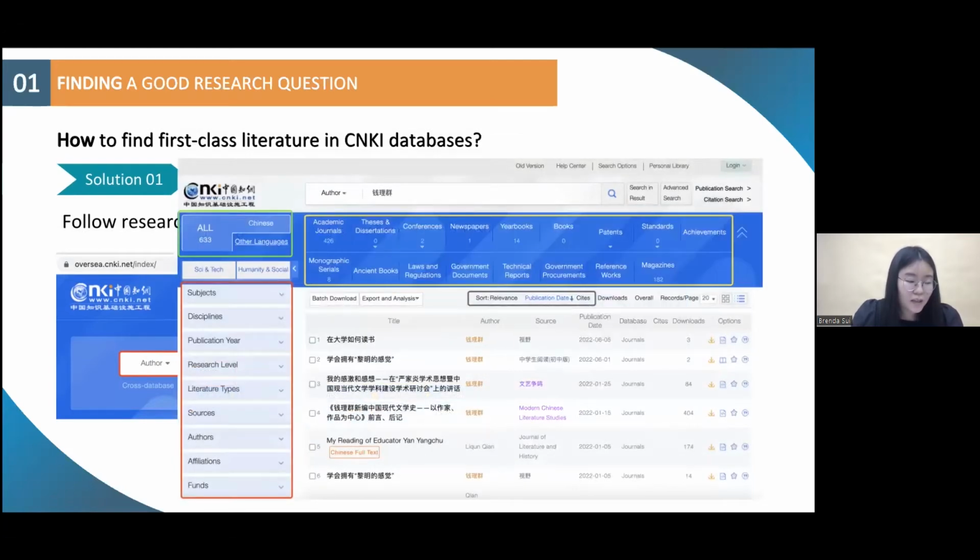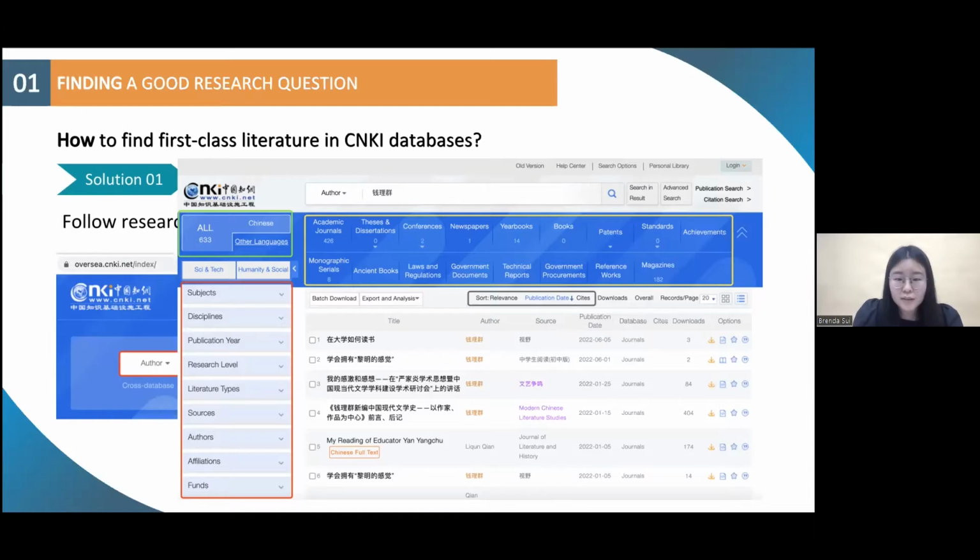Well, on this page, we can see that these articles are categorized into different databases like academic journals, theses and dissertations, and so on, as well as Chinese literature and those in other languages. We can also filter this literature by various dimensions, such as subjects, disciplines and literature types. We can also sort them by publication dates. If we sort them by publication dates, we can review the most recent works of Professor Cnki and find anything new that is going on in his research.